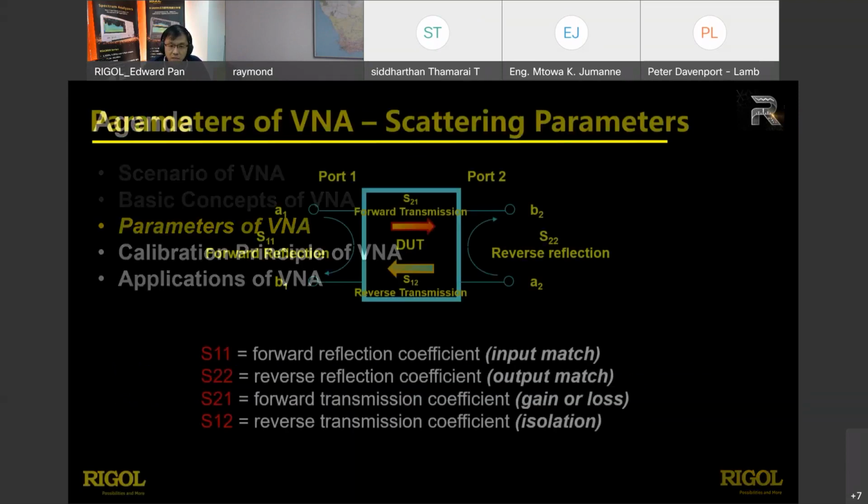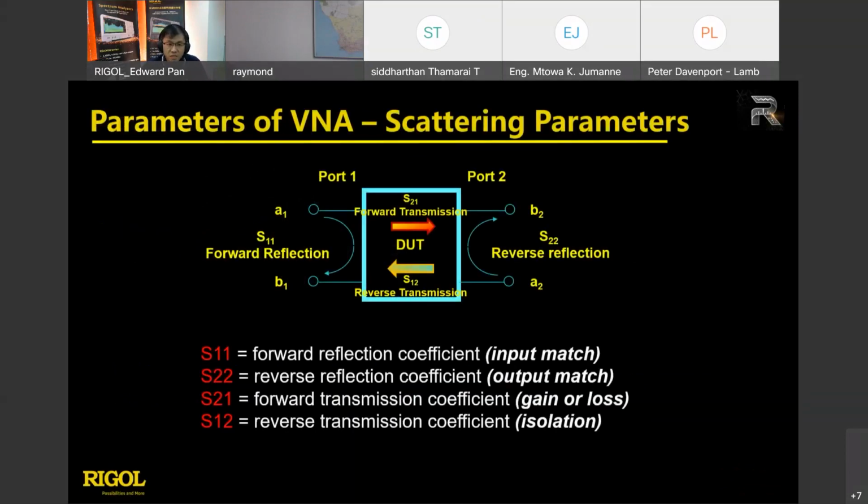Okay, so now we'll quickly go through the parameters of a VNA. You can see this is a matrix for the communication ports, that is, the forward two-port communication. It includes the forward reflection, reverse reflection, and the two-way transmission direction, that means the forward transmission and the reverse transmission. So you can get the matrix in mathematical form of S11, S22, S21, S12 information here.